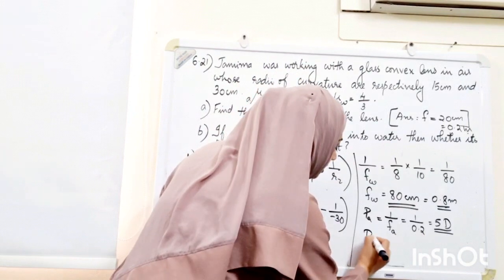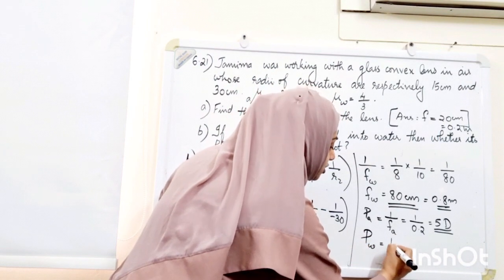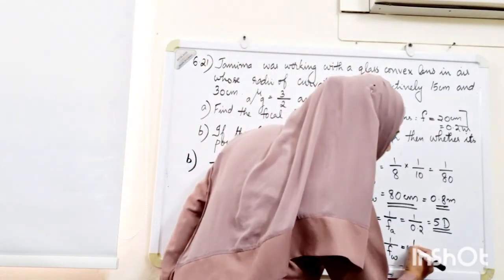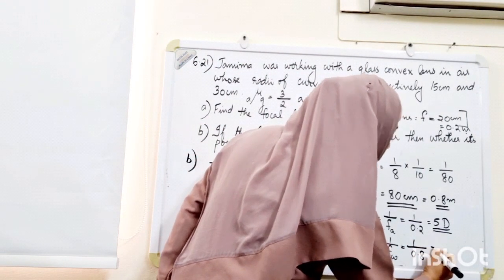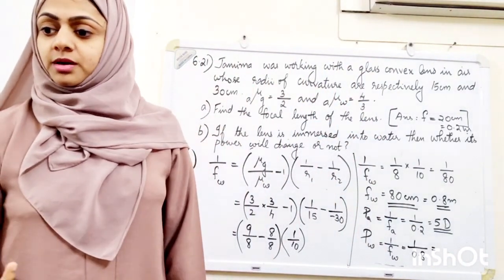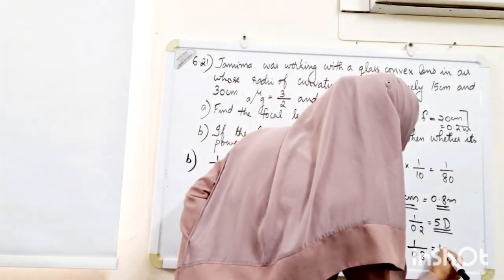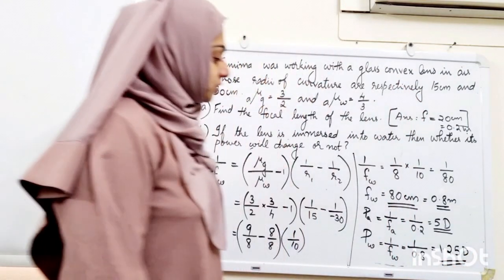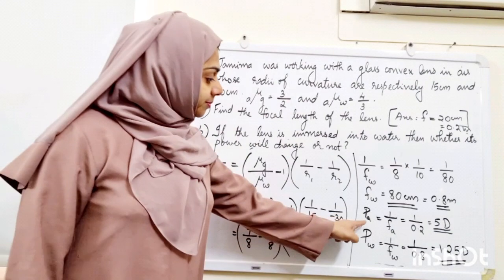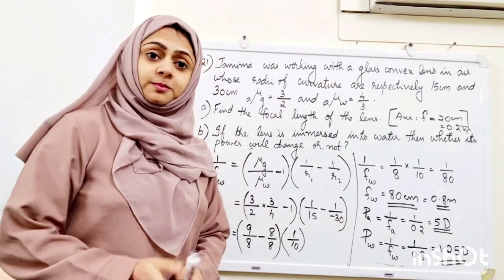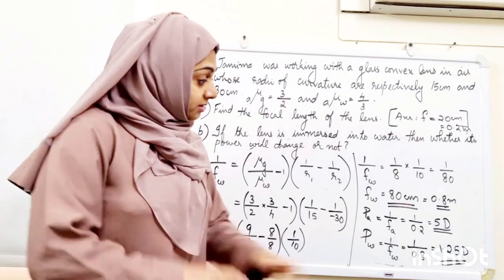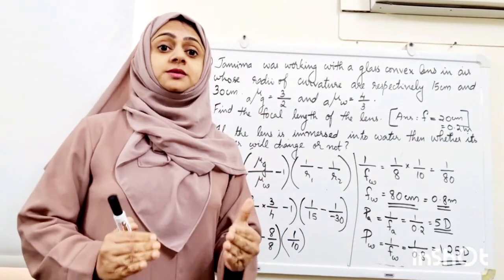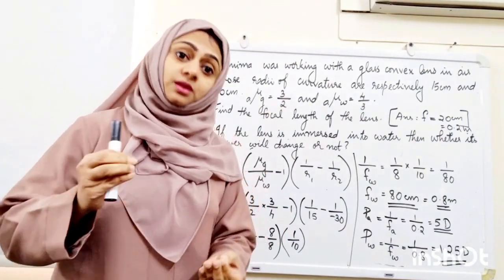So, power when it is kept in water is 1 by FW, which is equal to 1 by 0.8, which is equal to 1.25. You can use your calculator if you have one now. So, what happened to the power? Is it remaining the same? No, it decreases. So, the power of the lens decreases when we immerse it in water.